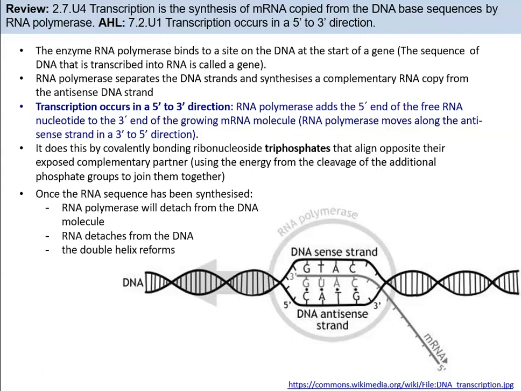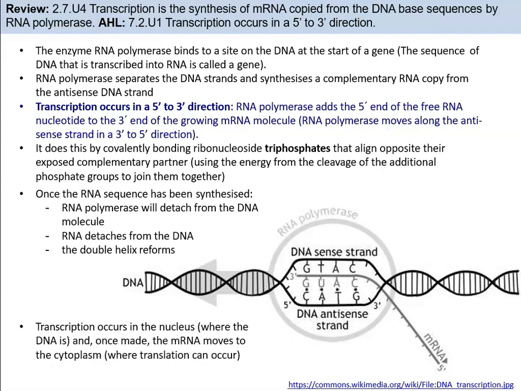Once the RNA sequence has been synthesized, RNA polymerase will detach from the DNA molecule, and the double helix reforms. Transcription occurs in the nucleus where the DNA is, and once made, the mRNA moves to the cytoplasm where translation can occur.